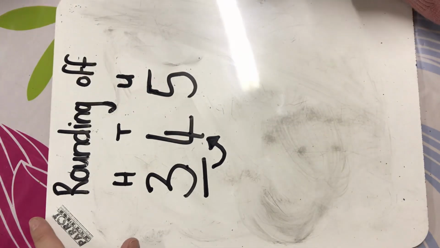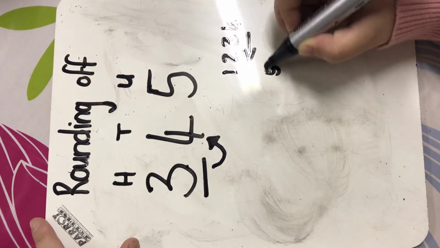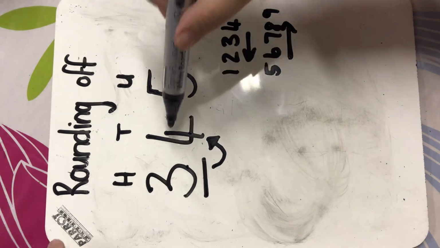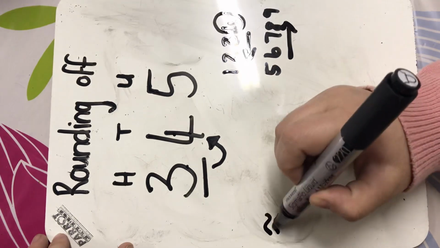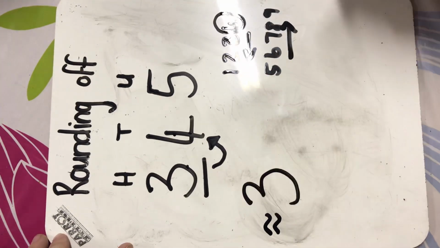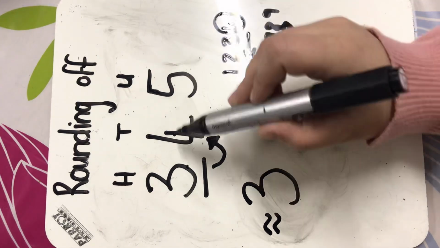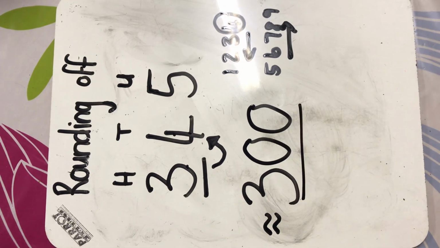Now we have to decide, what's my rule? If it is a 1, 2, 3, or 4, the number stays the same. 5, 6, 7, 8, 9, it goes to my next 10. Now, what is this one? It's a 4. So what's the rule? It stays the same. So the 3 will stay a 3. Do I write the 4 and the 5 at the back now? No. I rounded it off to my nearest 100. They don't care what the number at the back was. They just want to know, is 345 closer to 300 or is 345 closer to 400? And my answer is 300.